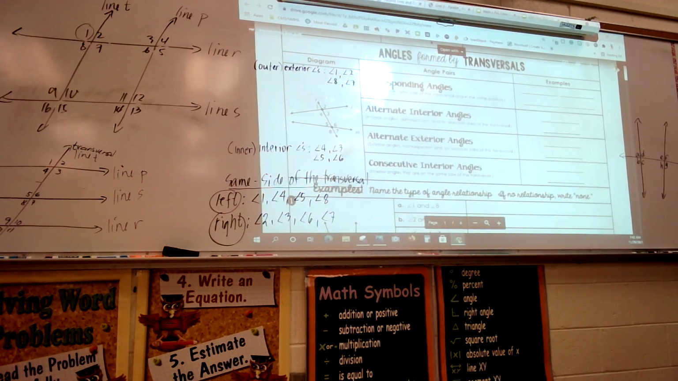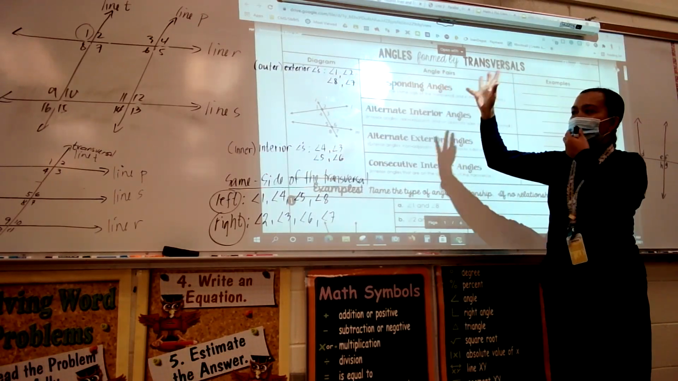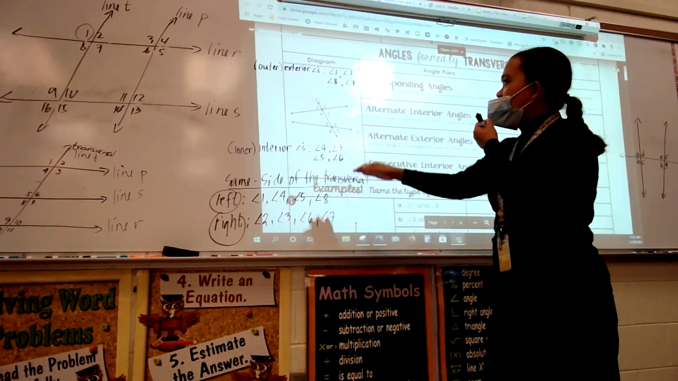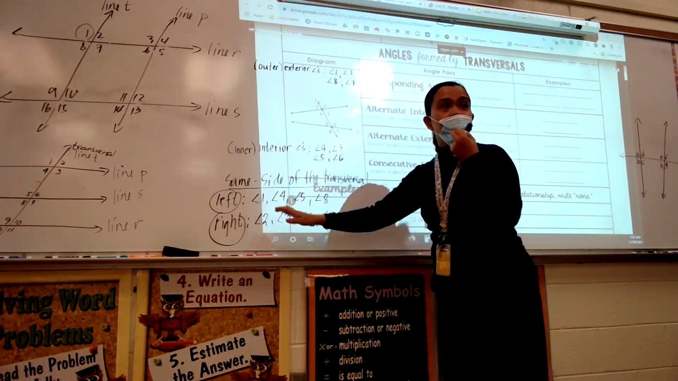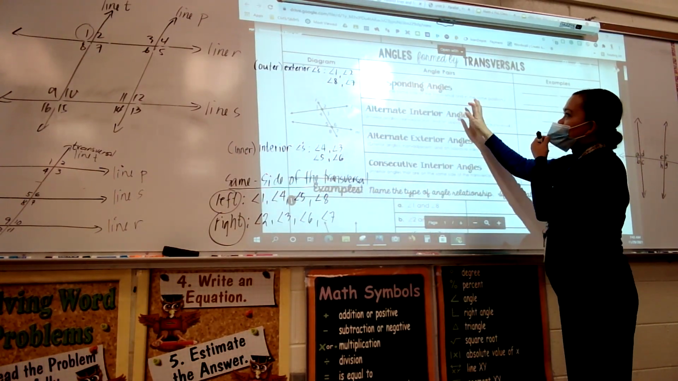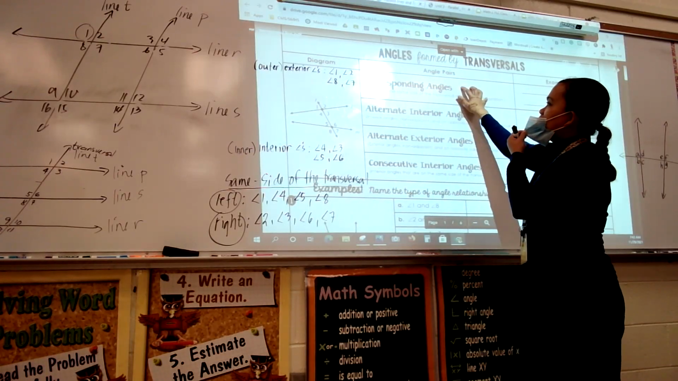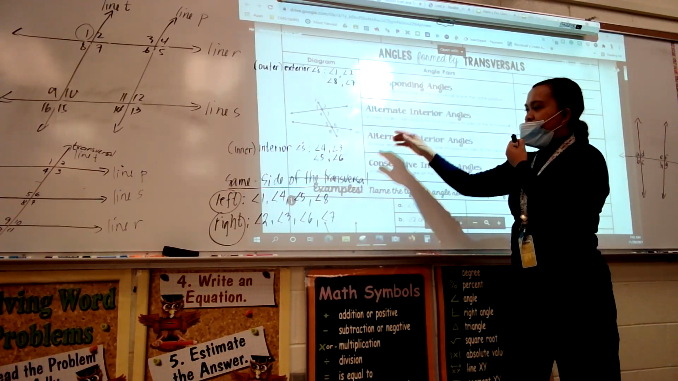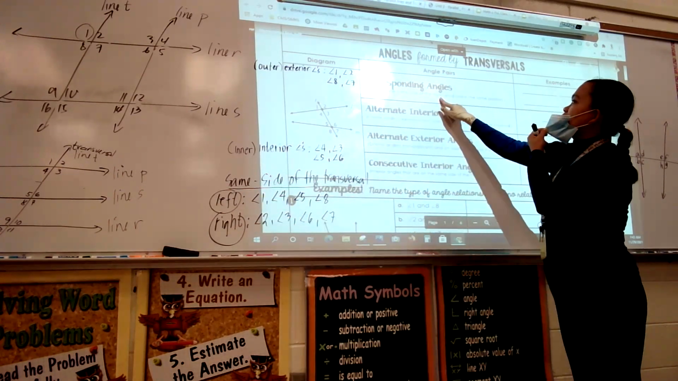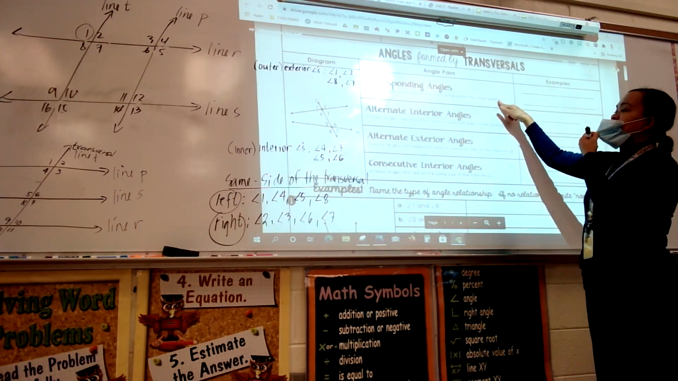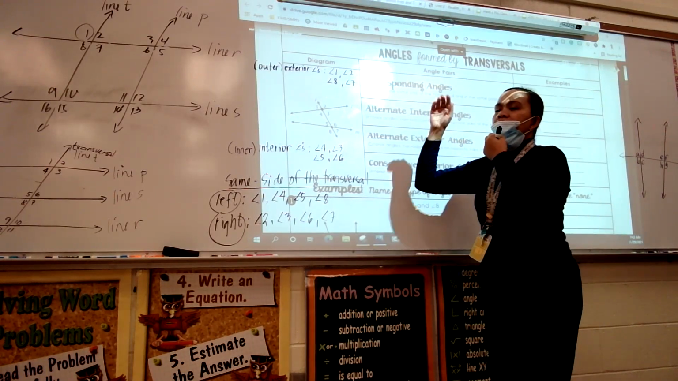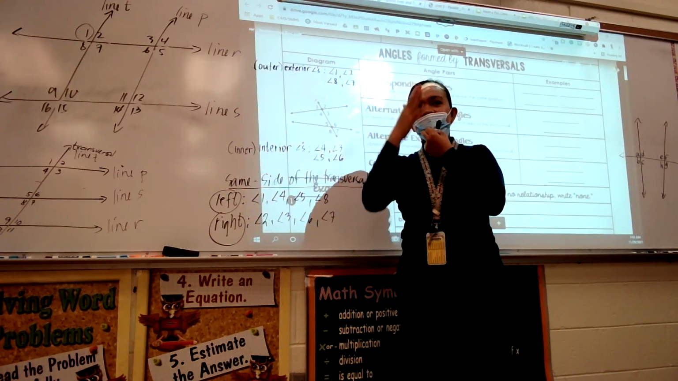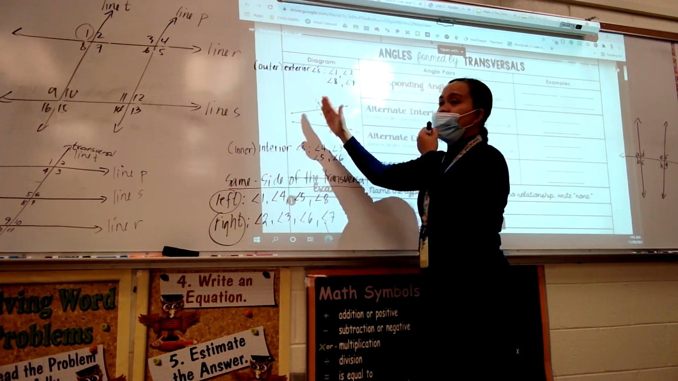All right, let's go. Corresponding angle. Now you need to focus on where they are located, okay? I did not erase the exterior, interior, and same side because that's what we're gonna need. Let's start. Corresponding angle. Angles on the same side. Remember the word: on the same side of the transversal and in the same position. Meaning, if one is up, the other one should be up as well. On the same position and on the same transversal.